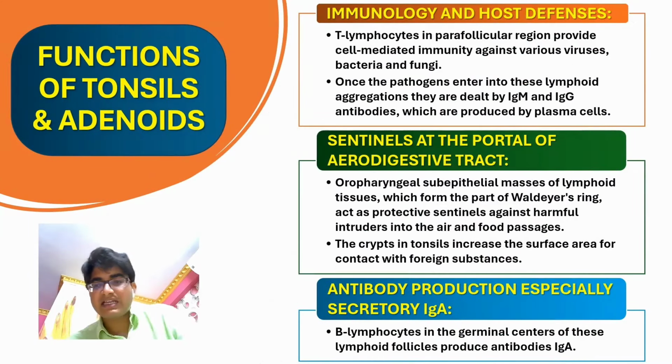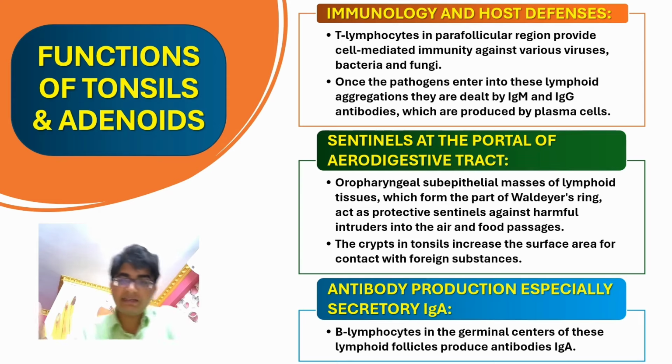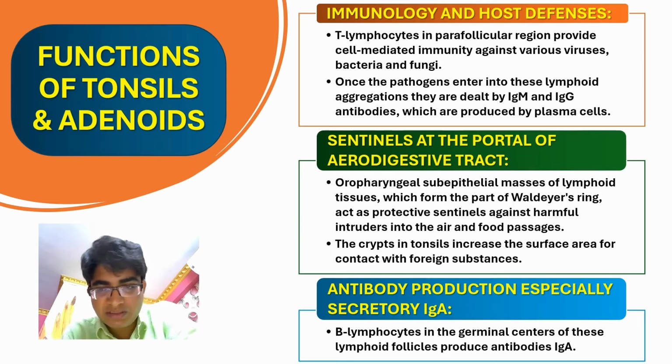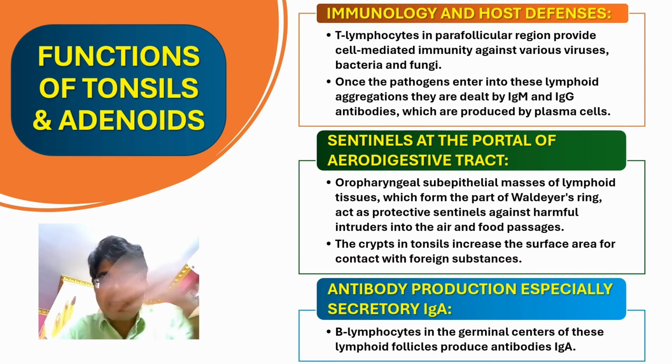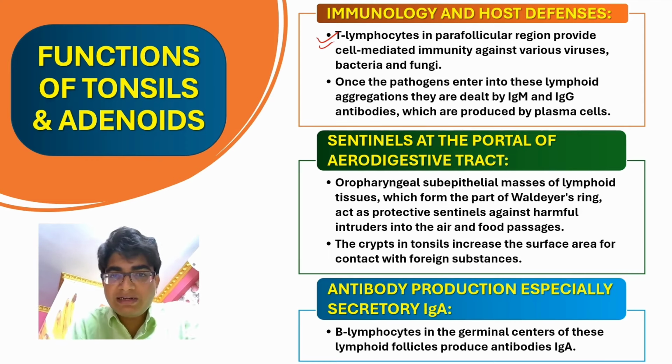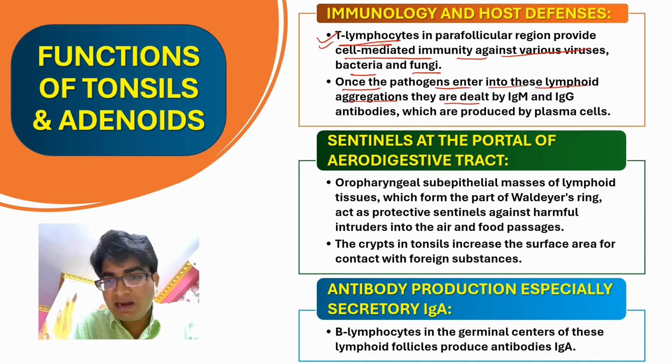This is the last slide for today's discussion, and that is about the functions of the tonsils and adenoids. It is firstly the immunology and the host defenses. The T lymphocytes in the parafollicular region provide cell mediated immunity against various viruses, bacteria, and fungi. Once the pathogens enter these lymphoid aggregations, they are dealt with by IgM and IgG antibodies, which are produced by plasma cells.